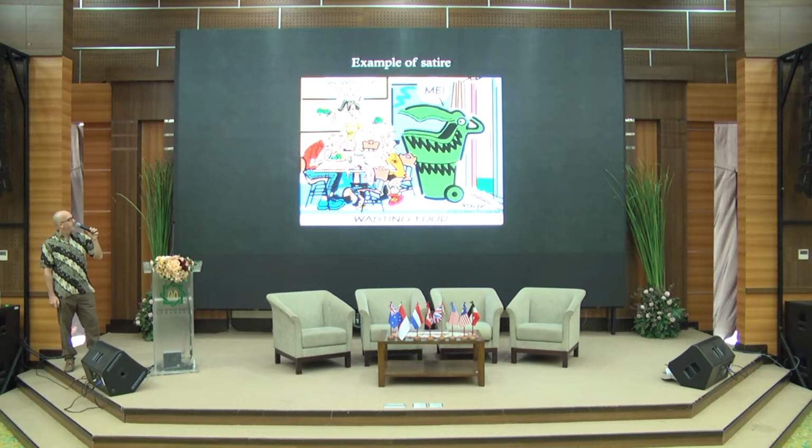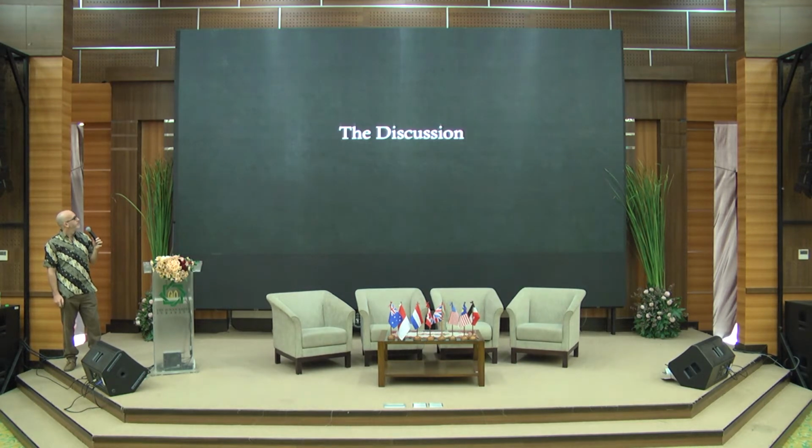And this is an example of satire. Satire is a kind of joke that makes fun of the rich and the powerful. So the joke here is that the family waste a lot of their food. Okay, so that was the 5 roles.